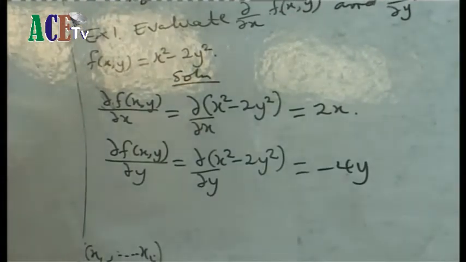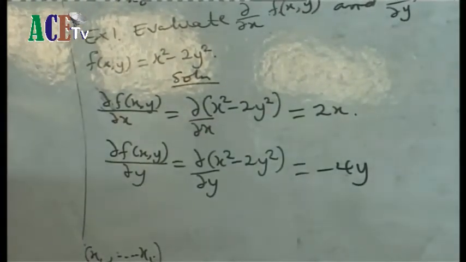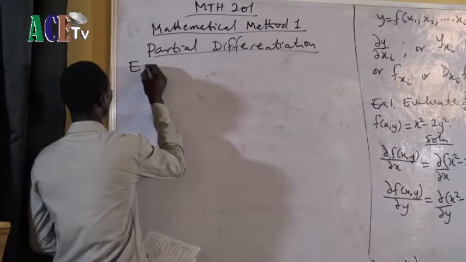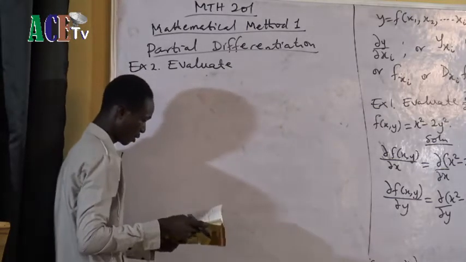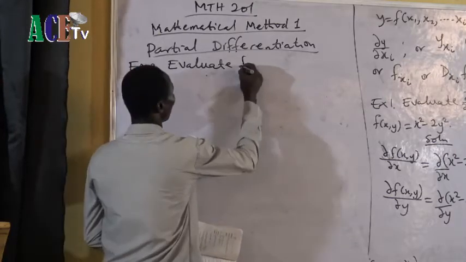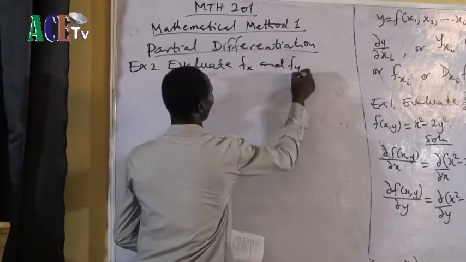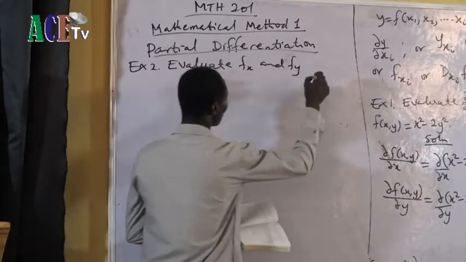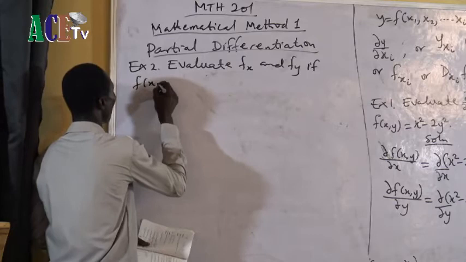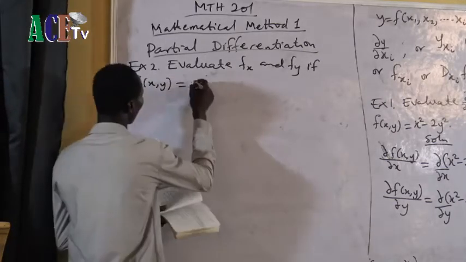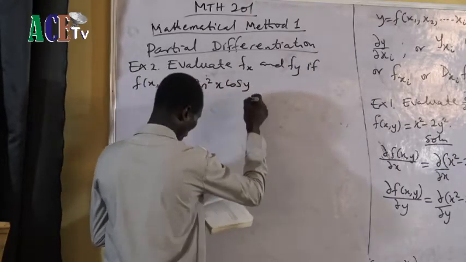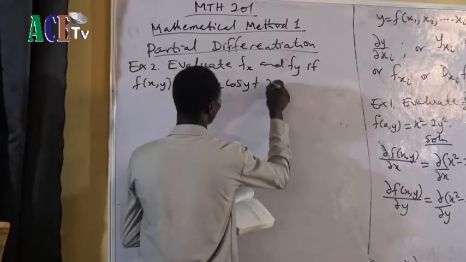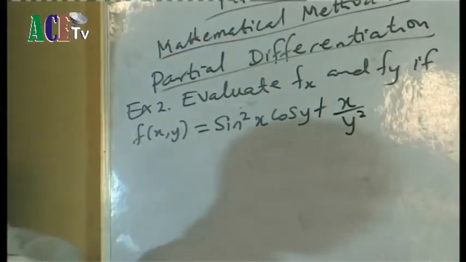Okay. Look at this simple one. Evaluate fx and fy if f of x, y is equal to sine squared x cos y plus x over y squared. My God, that is very simple.